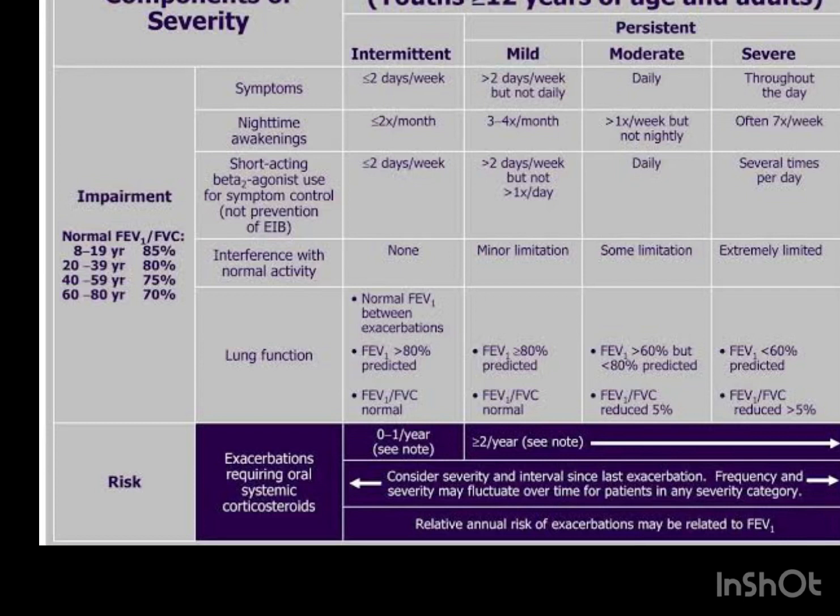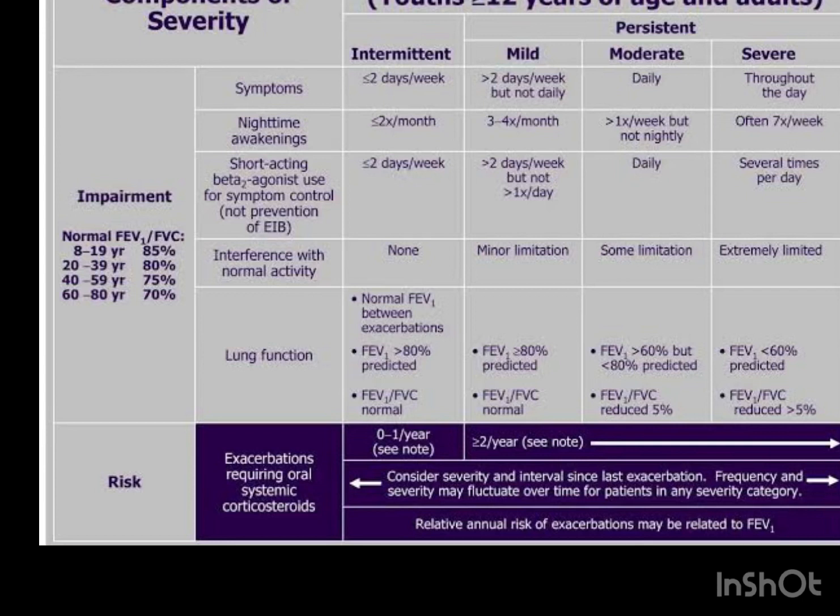Now first of all, come to the first step, that is the assessment of the severity and the control of asthma. The classification of asthma severity is based on 5 components, and these are the symptoms and use of beta agonist, nighttime awakenings, interference with normal activity, and the lung function tests. Asthma severity is broadly classified into intermittent asthma and persistent asthma.